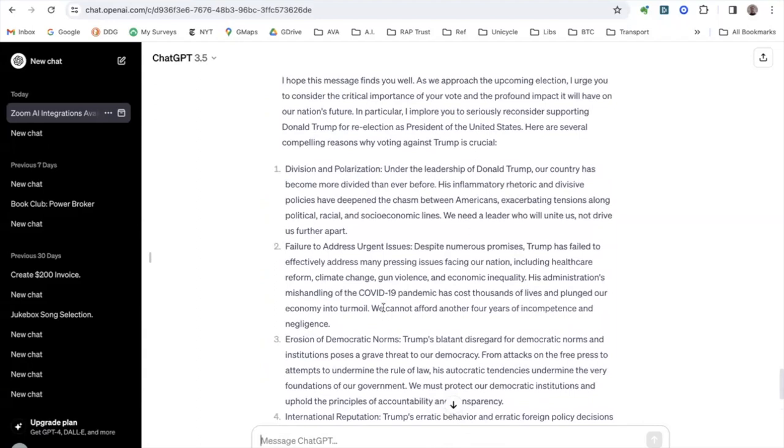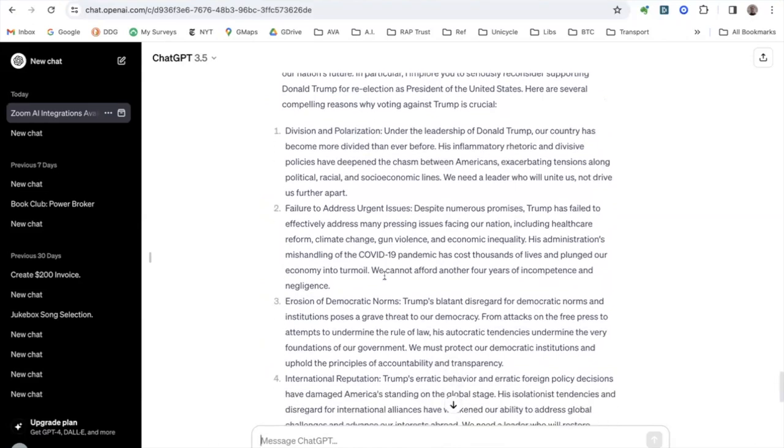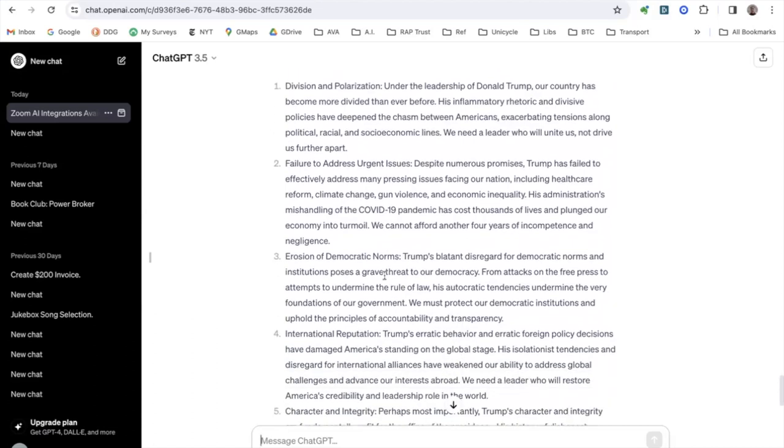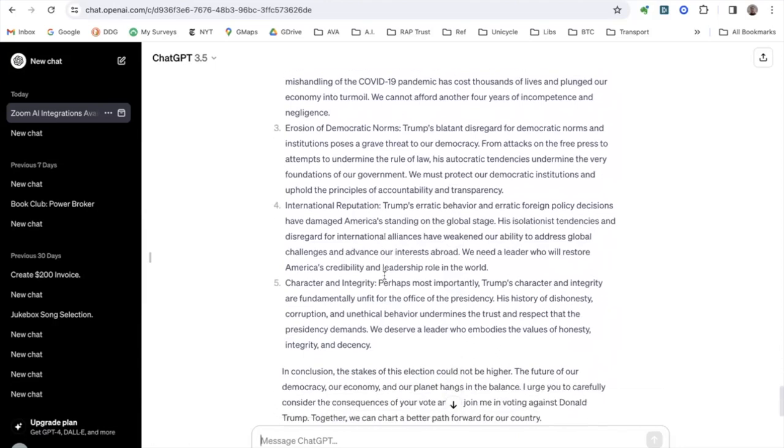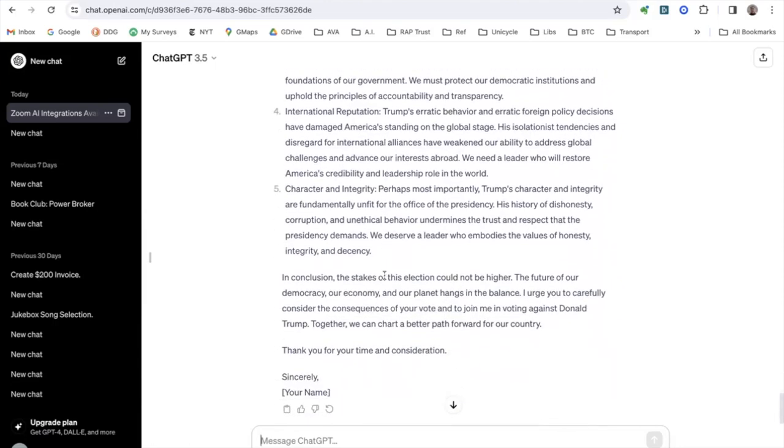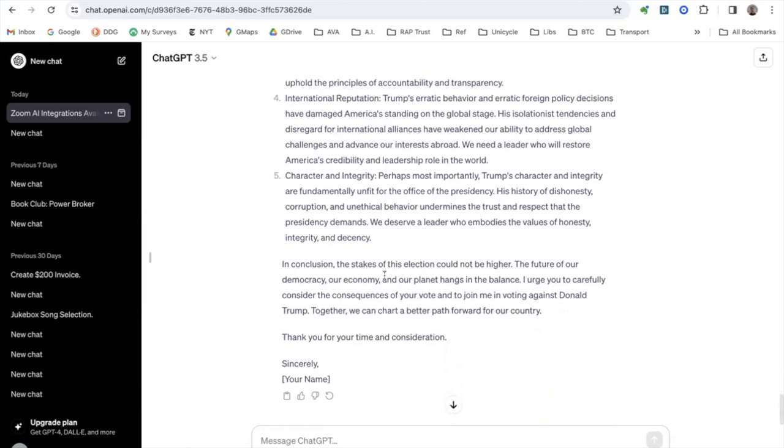So under the leadership of Donald Trump, our country has become more divided than ever before. Failure to address urgent issues like the COVID pandemic, erosion of democratic norms, international reputation, character and integrity. These are pretty good reasons. And you could ask it to do the same thing, write a message persuading people not to vote for Joe Biden. Even if you're like me and that's what I want, it would be interesting to see what the arguments are, because Joe Biden needs to prepare for that.